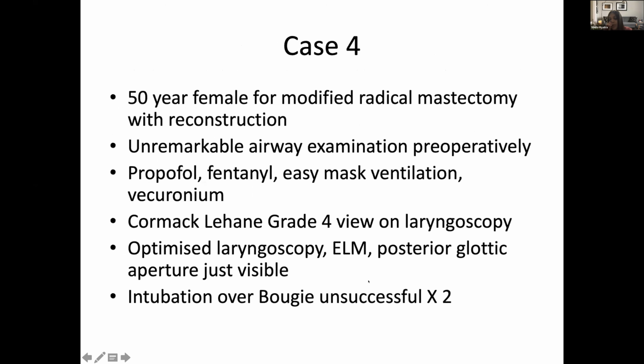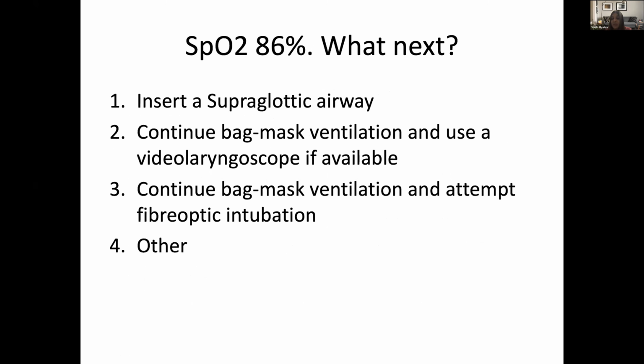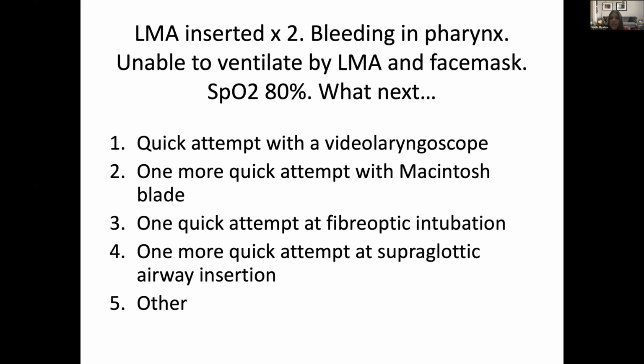Okay, so this is a little bit of a tricky situation, and you may not be able to mask ventilate with this trauma. So inserting a supraglottic airway device, options 1 and 2, would both be reasonable. What they did is they inserted the supraglottic airway device. There's bleeding in the pharynx. 2 attempts at supraglottic airway device insertion were not possible, and they were unable to ventilate with the supraglottic airway device and also with the face mask. Now the saturation is 80. What should I do? A quick attempt with the video laryngoscope, 1 more quick attempt with the Macintosh blade, 1 quick attempt with the bronchoscope, or put in a supraglottic airway device a third time, or something else?